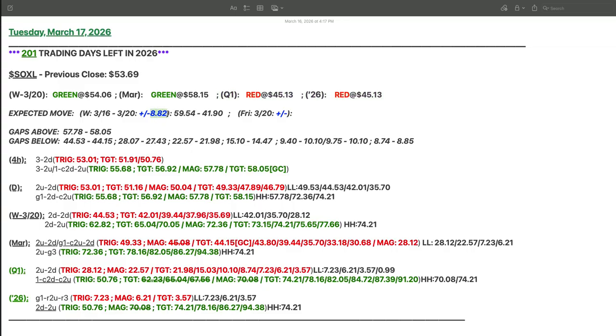If you watch the weekend video, the market makers' expected move for this week is plus or minus $8.82, giving us an expected range of 59.54 to 41.90. And we know that there's only one more gap above us now that we knocked that one out today from Wednesday, up there at that 57.78 to 58.05 level. Got quite a few gaps to the downside. That's why we keep those in our notes. Got to remember where those are at and where price could be falling to at certain points. So always keep those in mind.